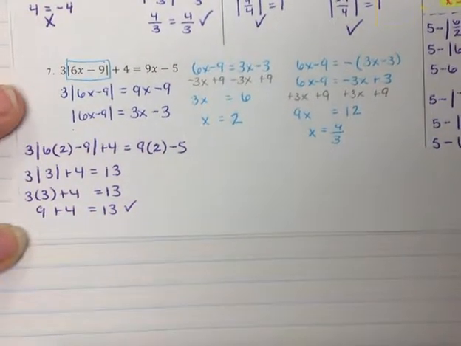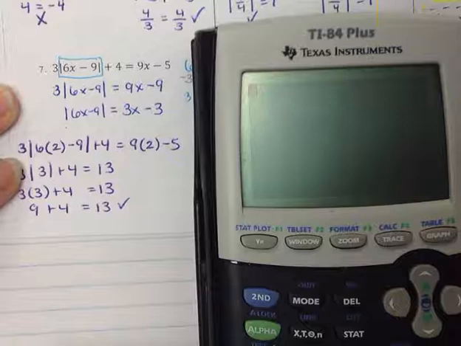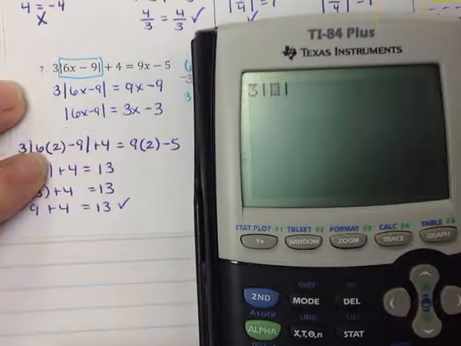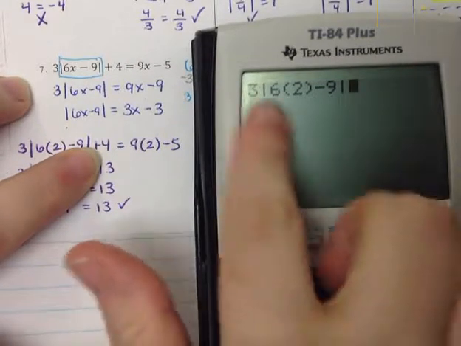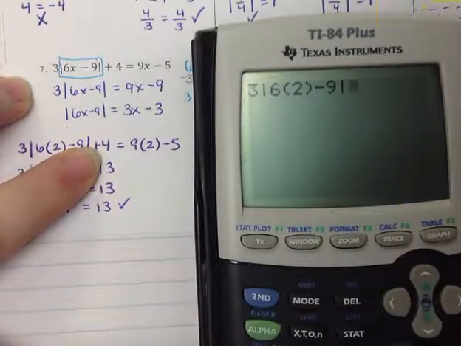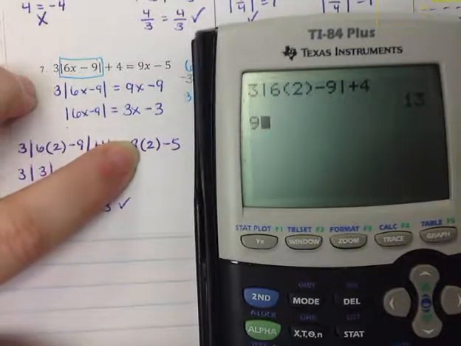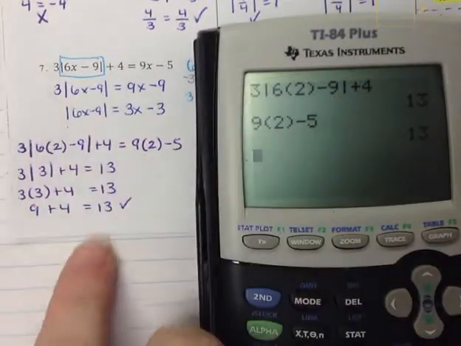So I will show you in the calculator how I can do this. If I turn my calculator on, because these are all just numbers, I type in 3, then I go to my math button, go over to number, absolute value. I'm going to type in the exact same thing on the inside. So 6 parentheses, 2 close parentheses, minus 9. Then I'm getting out of my absolute value. So make sure if you said the ABS parentheses, you close a parentheses after the 9 as well. Then plus 4. Then the equal sign, I'm going to press enter. Then I'm going to have 9 parentheses, 2 parentheses, minus 5, and then enter. These two numbers are the same. That means it works.